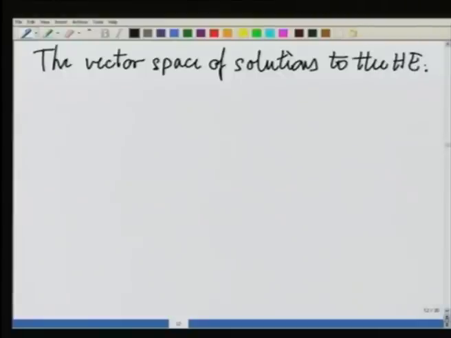The vector space of solutions to the homogeneous equation. Well, if you do not know what is a vector space, do not worry too much about what I am about to say. If you do, you will be happy to understand that this set of solutions to the homogeneous equation constitute a vector space. A vector space resembles our 3-dimensional physical space. An n-dimensional vector space has n orthogonal axes.